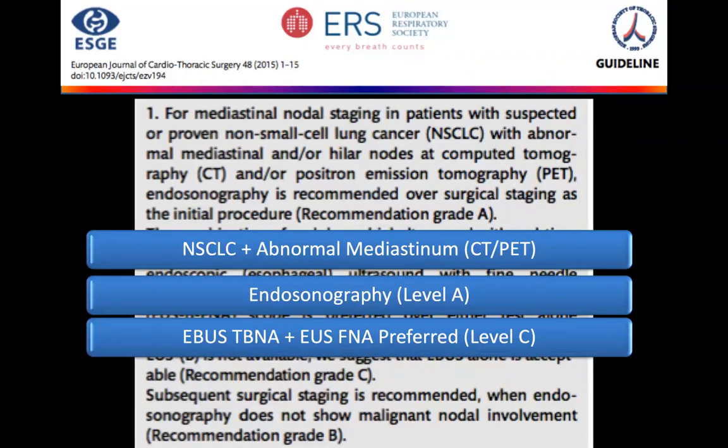EBUS TBNA is preferred along with an EUS FNA. Okay, but that level of evidence is C, level C. Write this down, okay, and afterwards ruminate over it. Straight away you will not understand all of this. Please write this down and ruminate over it afterwards.